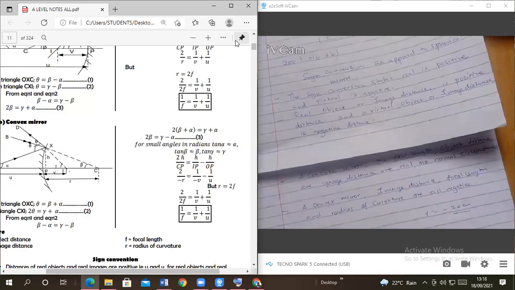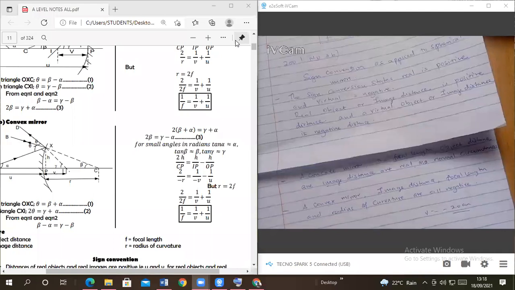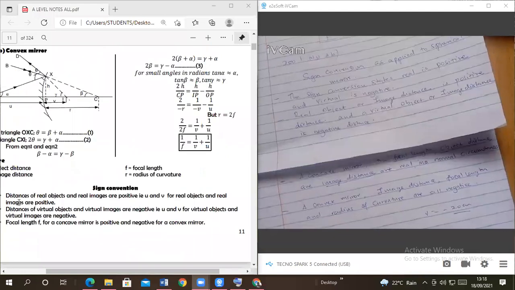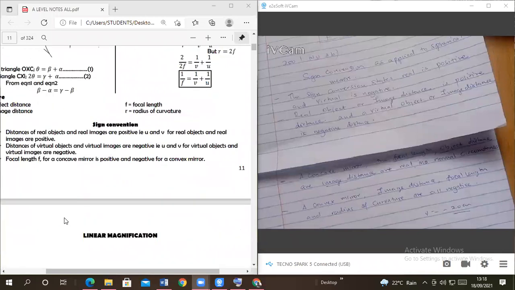Members, are we together? Okay, that silence means that you have understood very well. So that is the sign conversion. This is what they try to summarize for you, the sign conversion there.